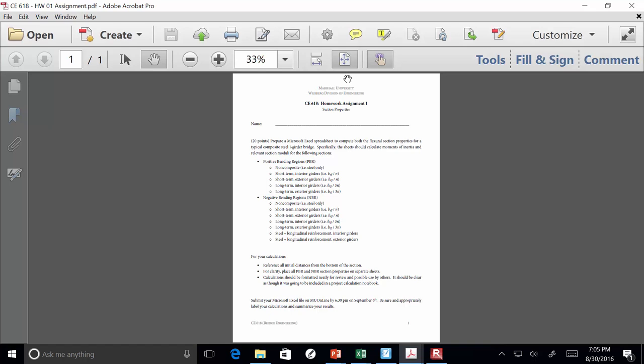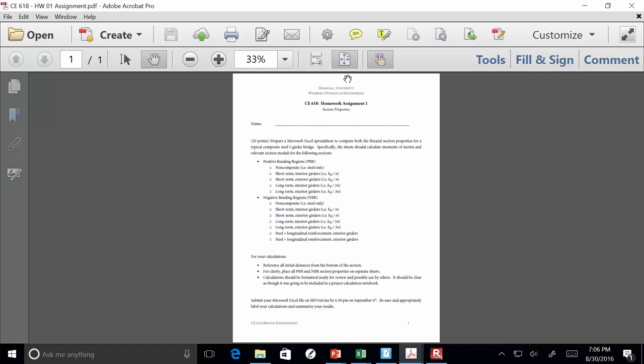Okay, so what I want you all to do is prepare a spreadsheet that will compute the properties that we've discussed, fully. I've even listed them out. Specifically, what I'm looking for are moments of inertia and section moduli for the following regions. For the positive bending region, I need the non-composite properties, the short term for interior and exterior girders, and the long term for interior and exterior girders. For the negative bending region, I need all of that, but I also need the steel plus longitudinal reinforcement, again for interior girders and exterior girders.